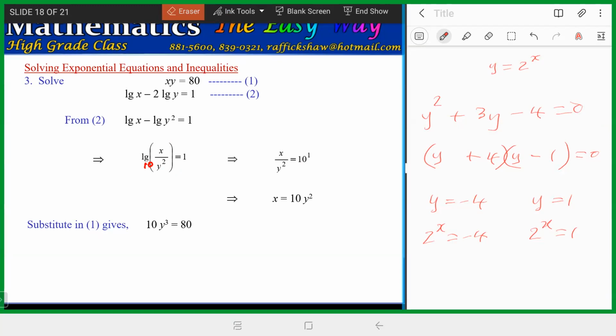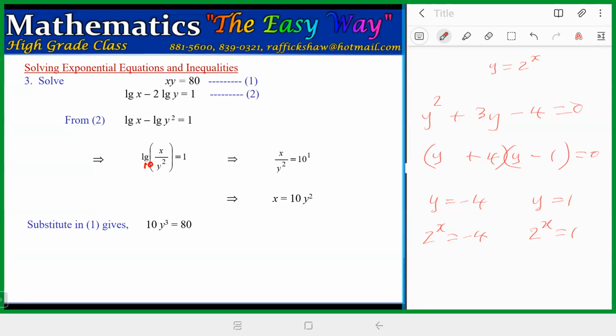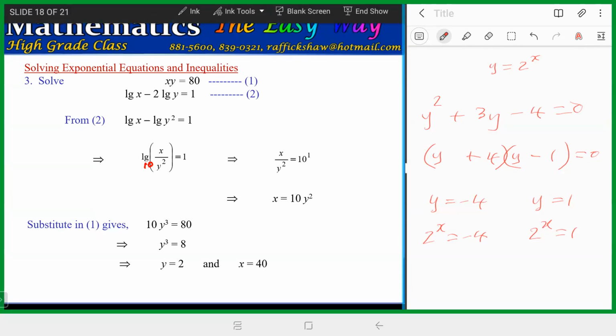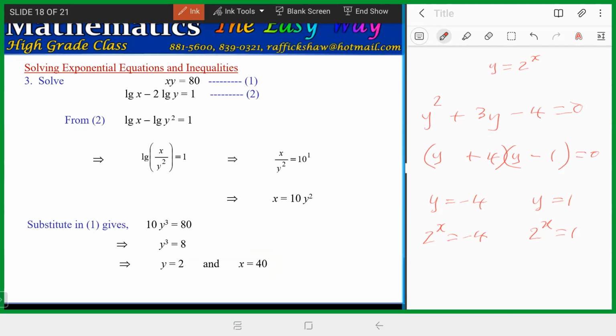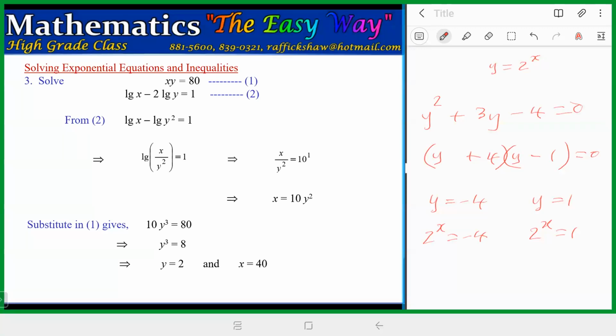Online, okay? Yes, sir. All right. And then you solve this. You divide by the 10, you get y cubed equals 8, and therefore y equals 2. If y equals 2, put the 2 right here for the y. y squared is 4, and 10 times 4 is 40. And so x equals 40. That's the answer. That's a simple example. Let's go to another one.